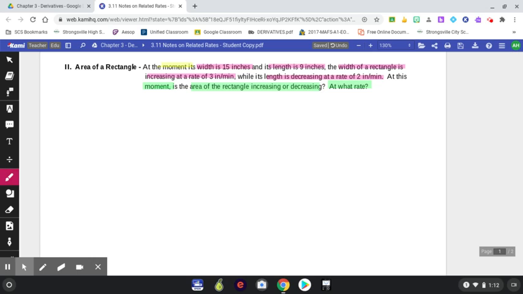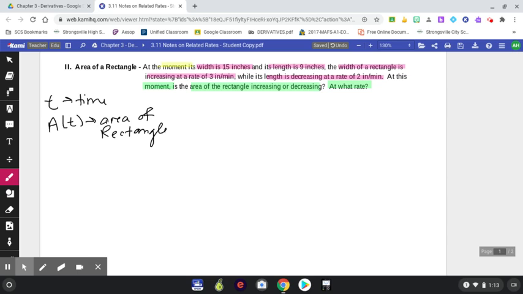Okay, so my first thing I should do is create some variables. And again, I'm going to be dealing with time. Time is indicated by at the moment. When I'm looking at rate, I also notice 3 inches per minute. I'm dealing with time, and time is in minutes. Okay. It's asking about the area of the rectangle. And again, all of this is with respect to time. So A of t is going to represent the area of our rectangle.